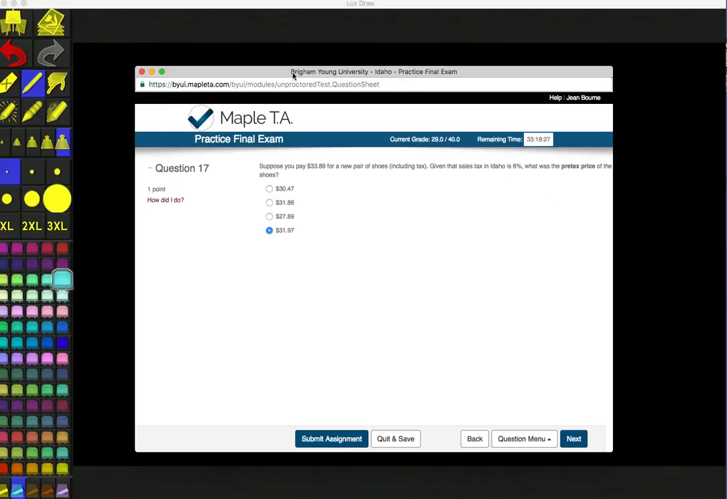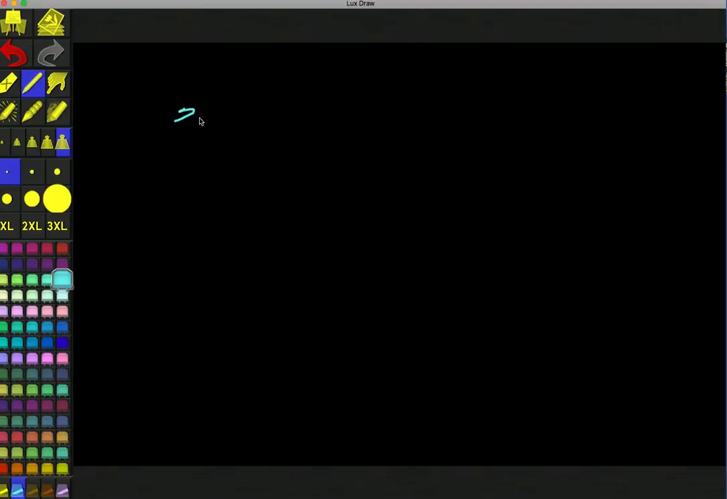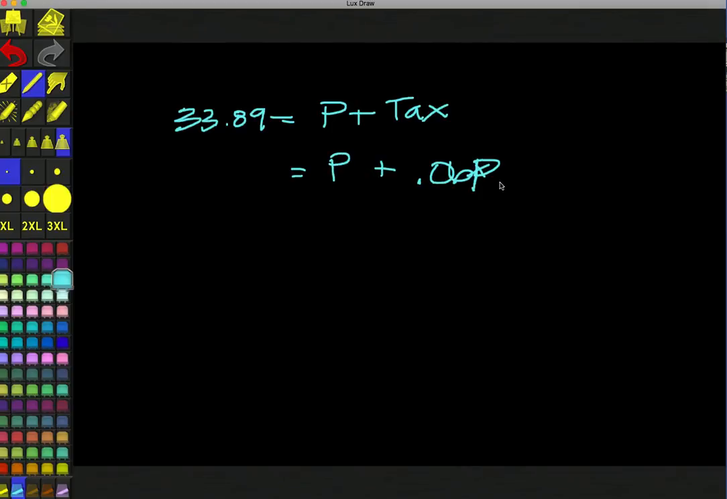On these, I always just think through it as if I were in this situation myself. I paid $33.89 for a pair of shoes. I know that is the price of the shoes plus tax. So they want to know what the price of the shoes was. I've got to figure out what the tax is. The tax is going to be the tax rate, 0.06, times the price of the shoes, so 0.06p. So I'm going to have the price of the shoes plus 0.06 times the price of the shoes. You can write that as p times (1 plus 0.06), or p times 1.06, equal to 33.89.